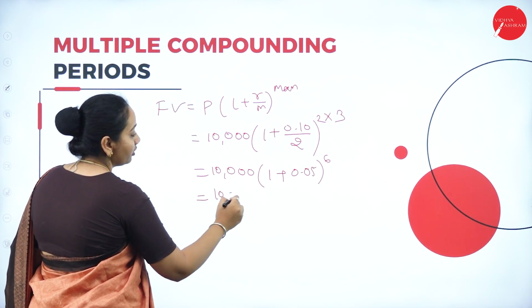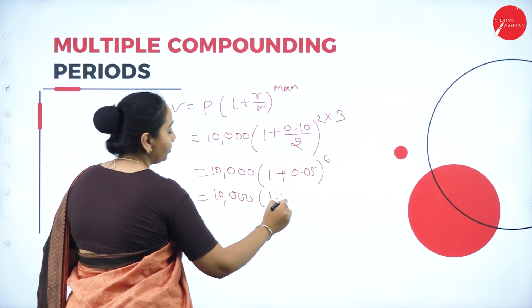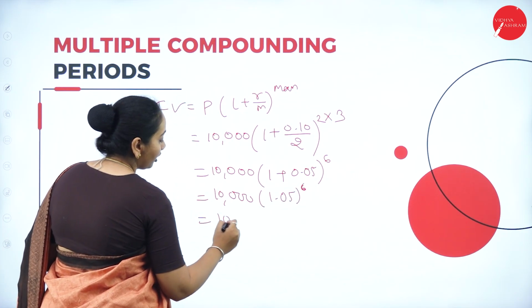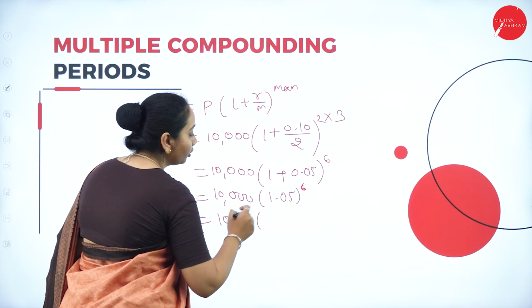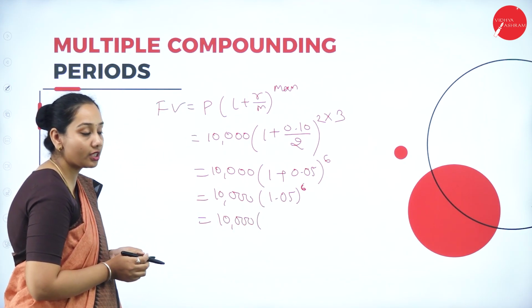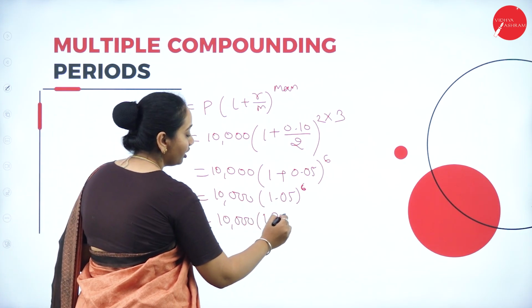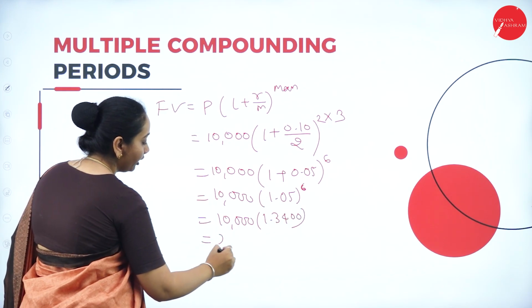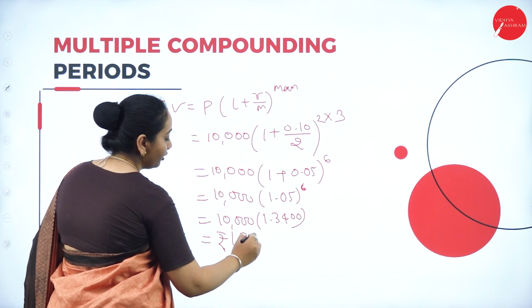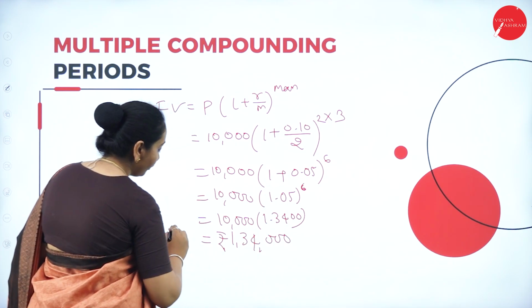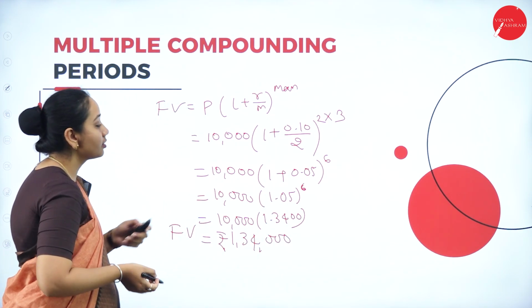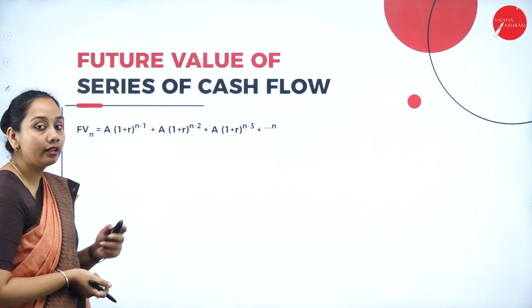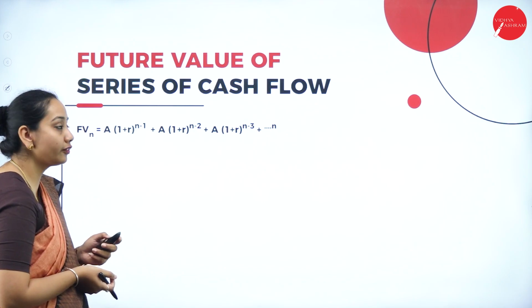So 10,000 into 1.05 to the power of 6 will get 1.3400. If we calculate with 10,000, we'll get 1,34,000. So the future value is 1,34,000. So next we are going to calculate the future value of a series of cash flow.